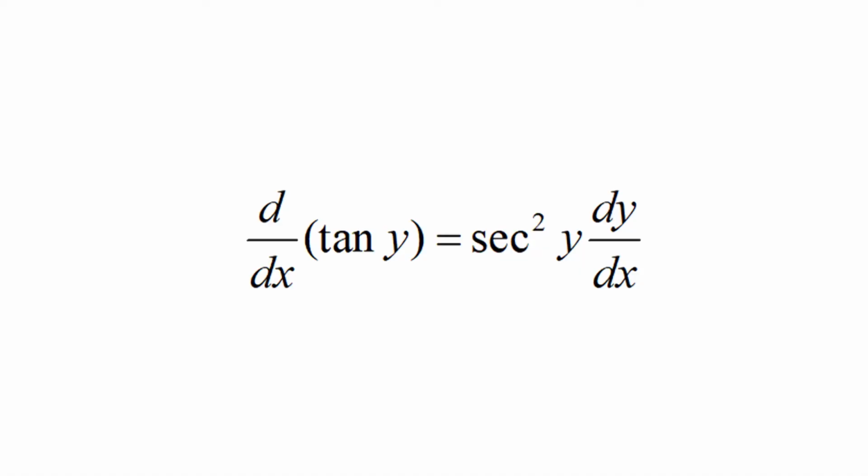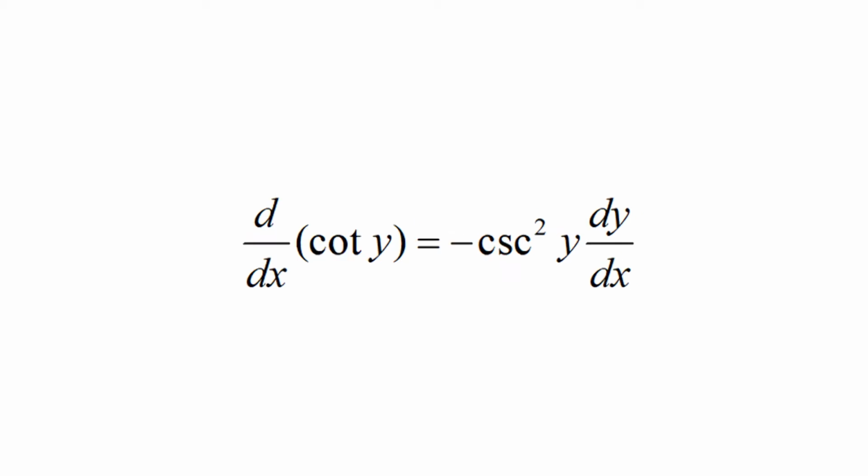An application of the chain rule gives d by dx of tan y equals sec square y into dy by dx, and d by dx of cot y equals minus cosec square y into dy by dx.